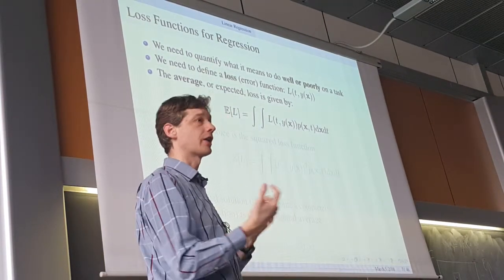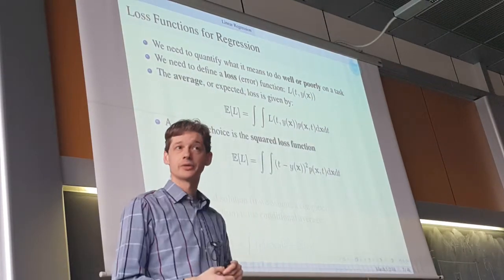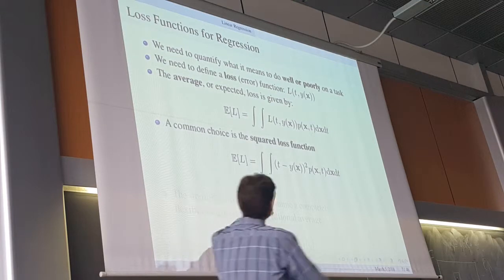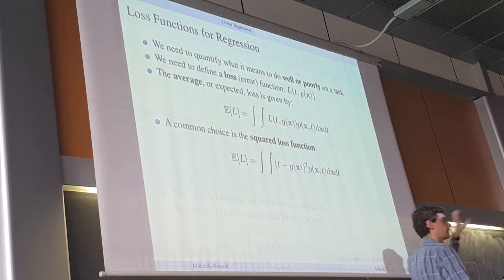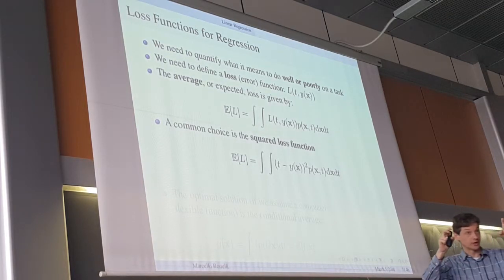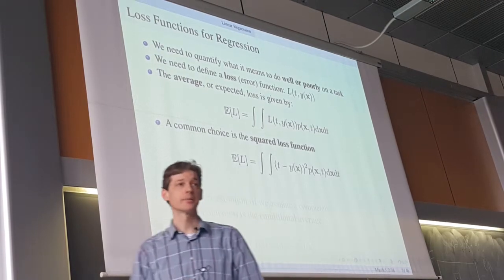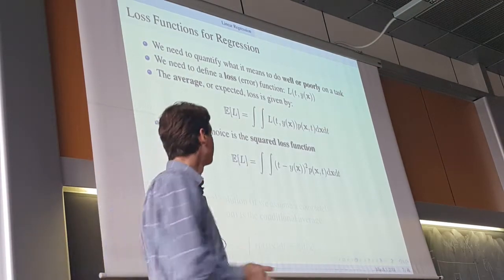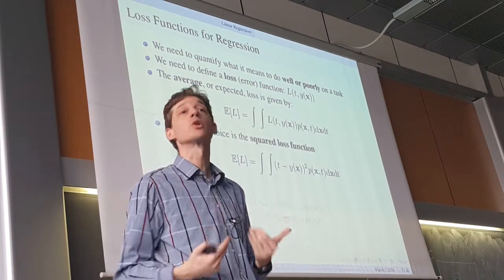For instance, in regression, the common function that is used is the squared loss. What does it mean? L here is replaced by the difference of t and y, where t is the true value, the measured value, and y is the model. You compute the difference and you raise it to the square. This is the expected squared loss under distribution P.